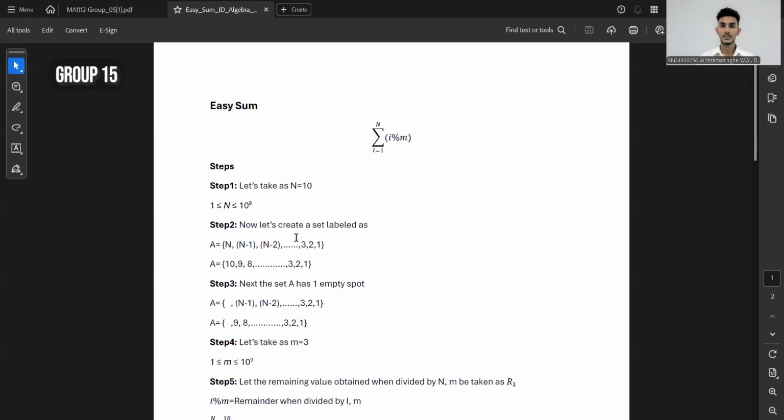This is an easy sum question. This question asks for the sum of remainders when dividing by i using m. Now I am going to introduce how to solve this problem using an example.